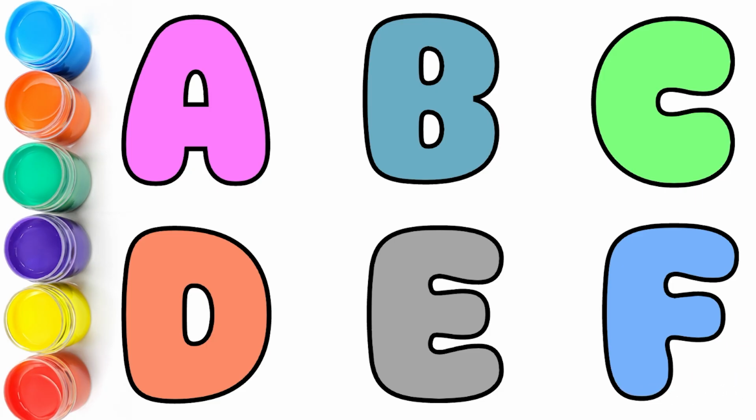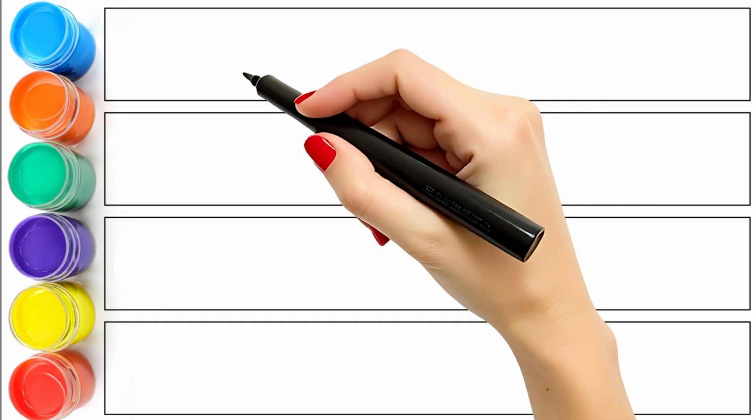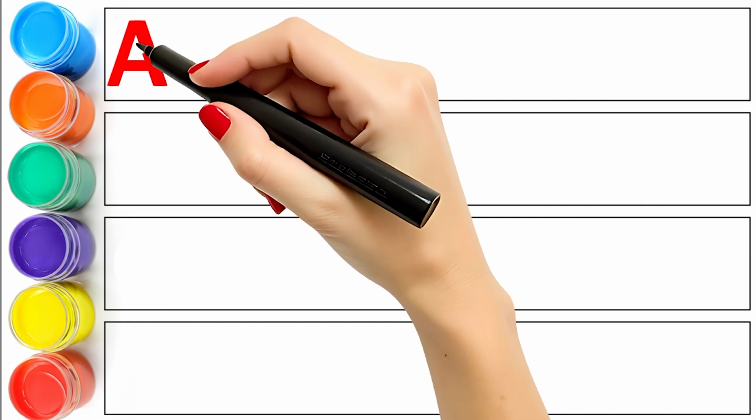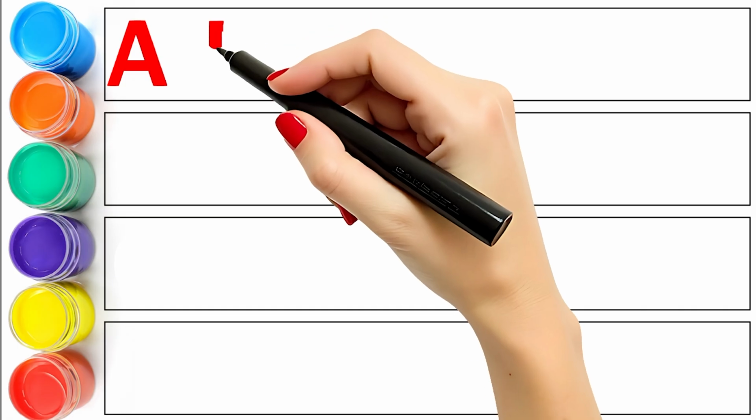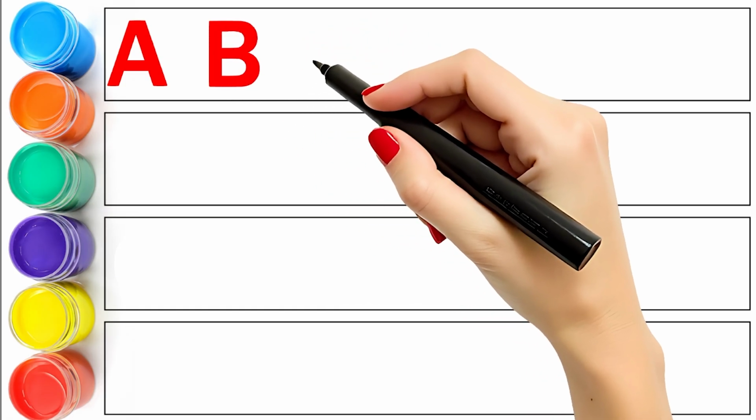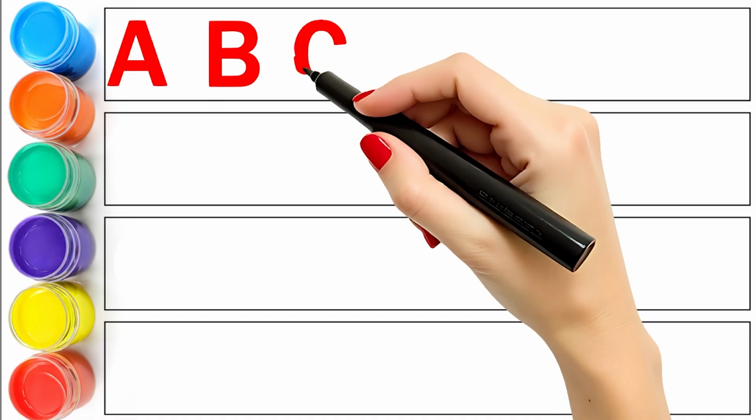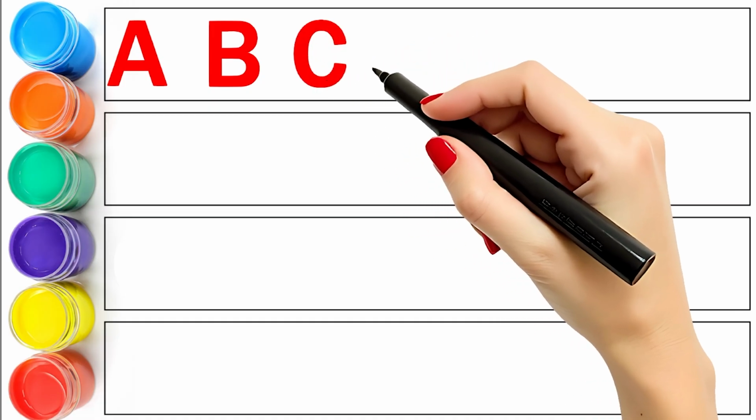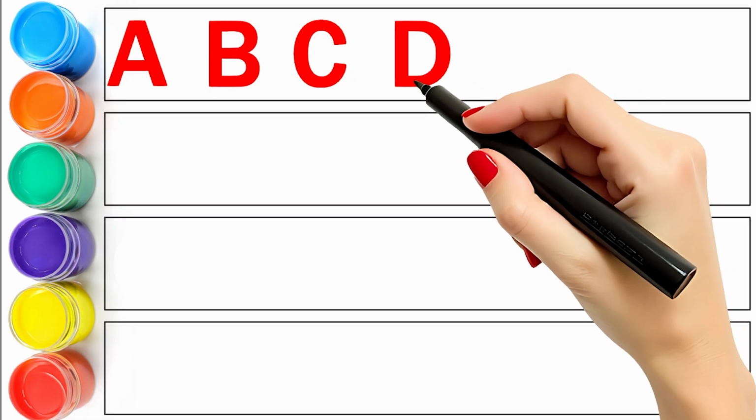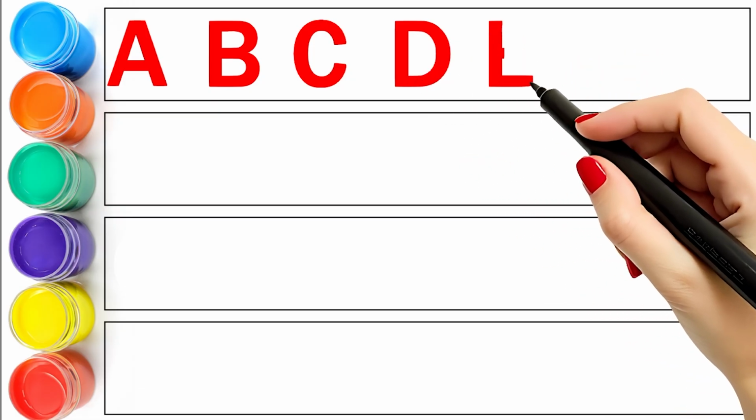Now let's learn alphabets from A to Z. A. B. C. D. E.